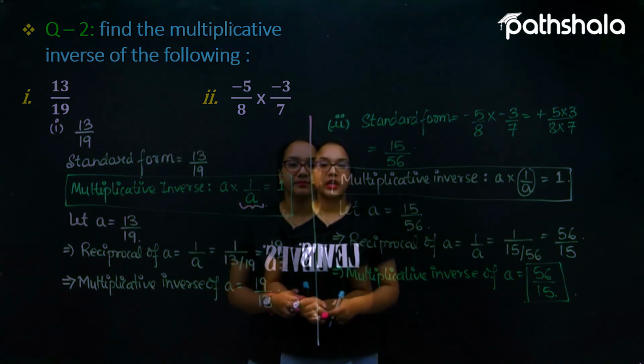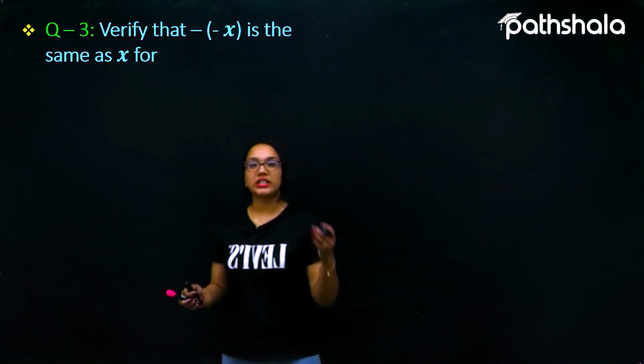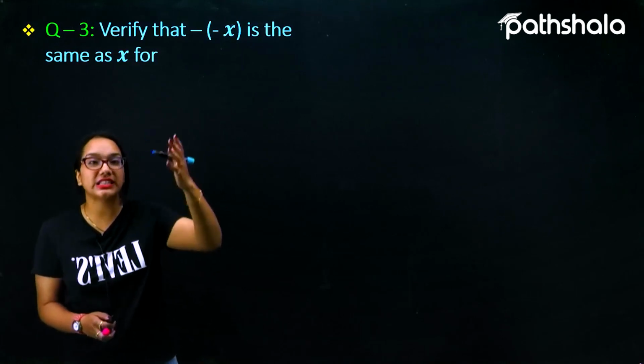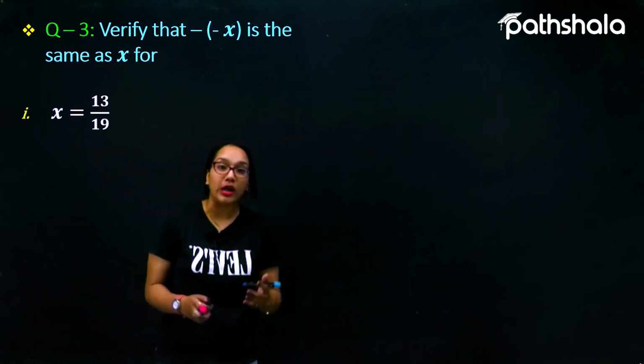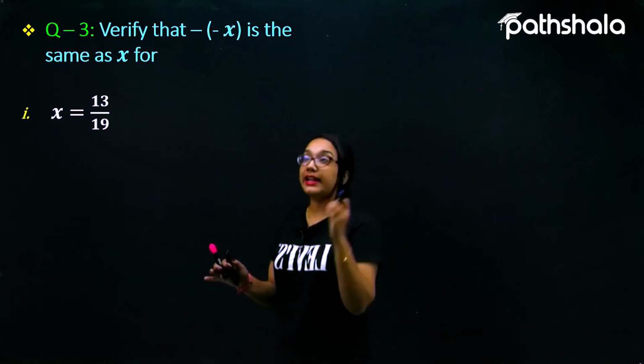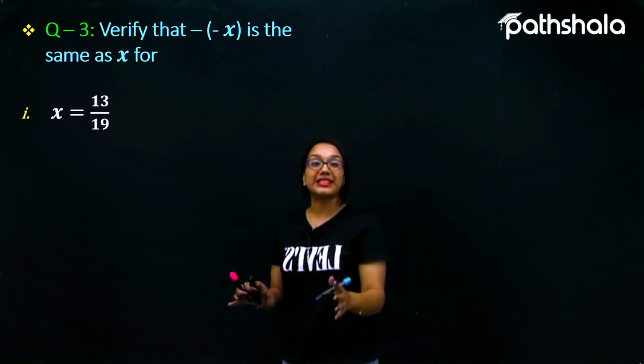This is all about the multiplicative inverse, which is also called the reciprocal of the number. So let's move on towards the third question, which says: verify that minus of minus x is the same as x, for the first part 13 by 19. So we have to prove that negative of negative x is the same as x.